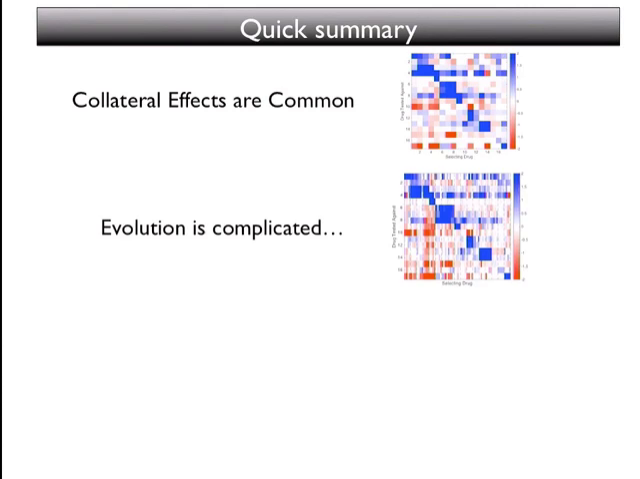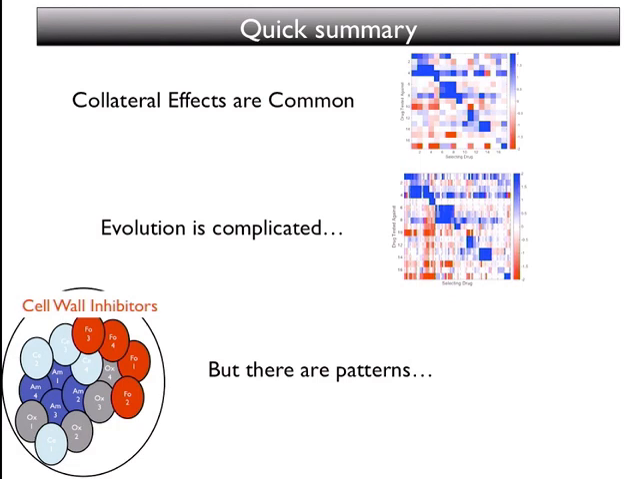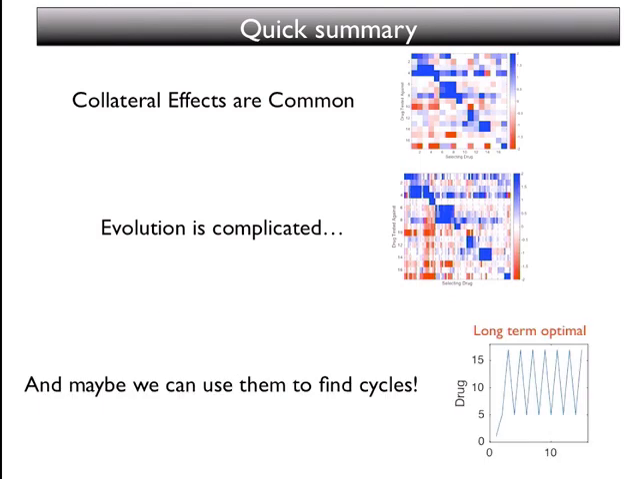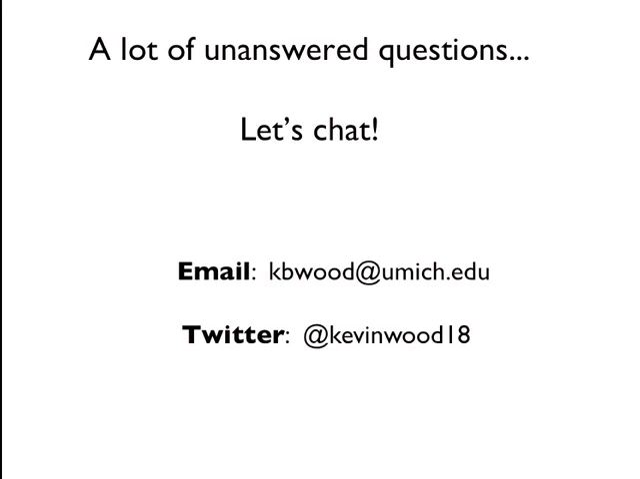So a quick summary here, collateral effects are common, right? That's what we've seen so far. The evolution is complicated, right? Nobody's surprised by this. But there do seem to be some statistical patterns in this data, and we're hoping that you can use this to find optimal drug cycles. We think we at least have a way to think about it. So there's, of course, a lot of unanswered questions here. There's a lot of ongoing work.